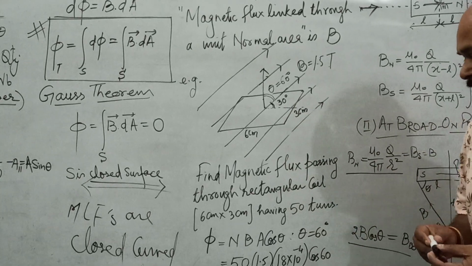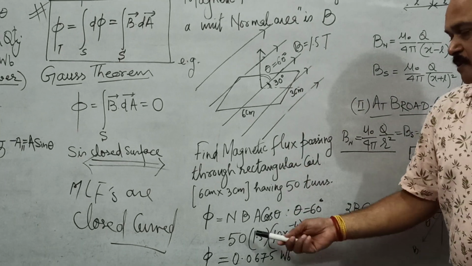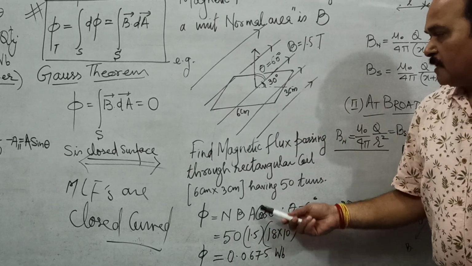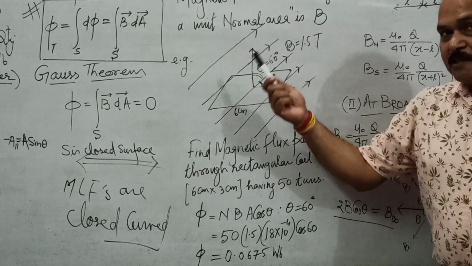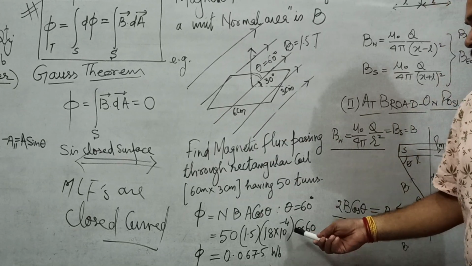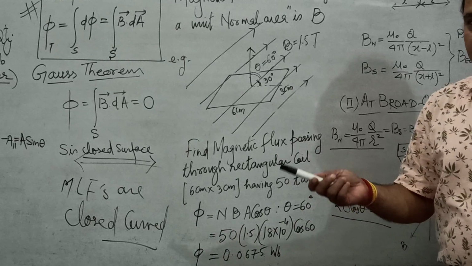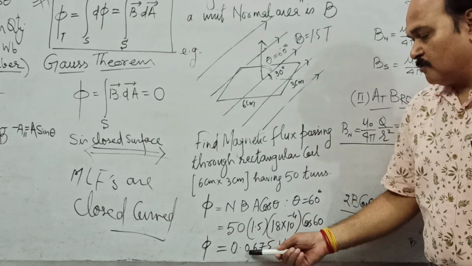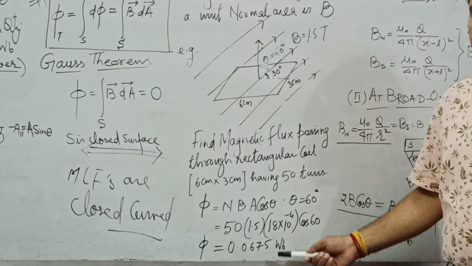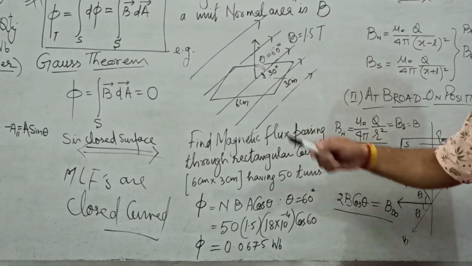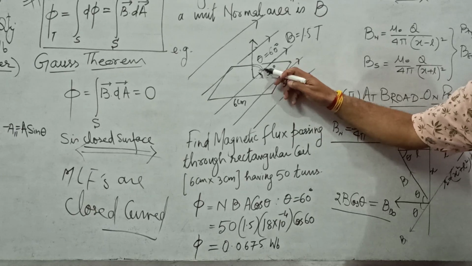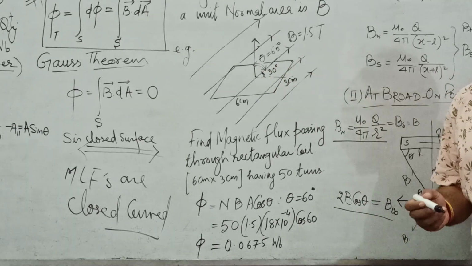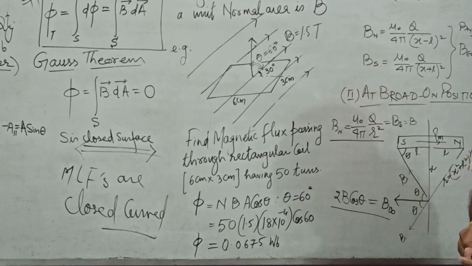So this 60 degree angle we have to find out. Thereafter, it is all very simple. Just substitute and find out the answer. N is 50, B is 1.5 given. Area is 6 into 3, which is 18 square centimeter. That is 18 into 10 to the power minus 4, and cos 60 is 0.5. If you solve this, what do we get? 0.0675 Weber. This is the flux passing through this rectangular area. So what is important here in the numerical is to correctly find out the angle theta, the requisite angle for finding out the flux.